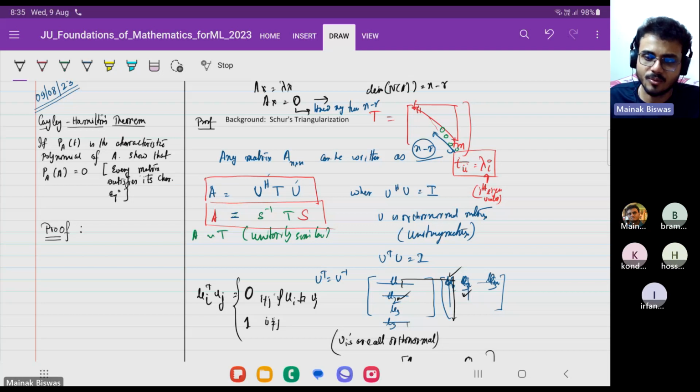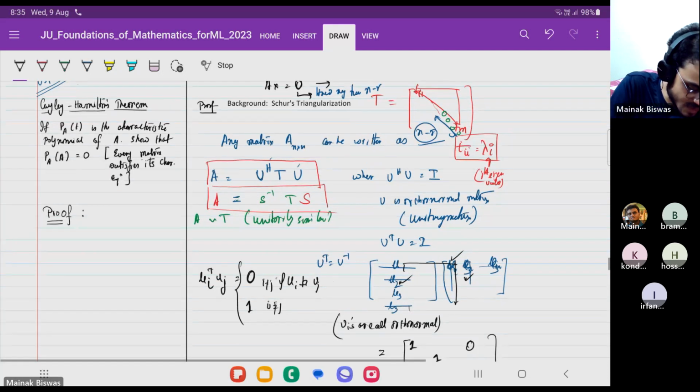And once we have proved the Cayley-Hamilton theorem, we'll go to the next part of today's session, which will be implementing all these methods for building different algorithms of dimensionality reduction and matrix diagonalization. So let's start with the Cayley-Hamilton theorem.